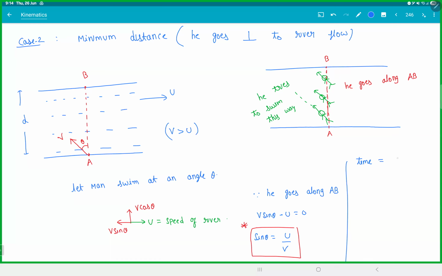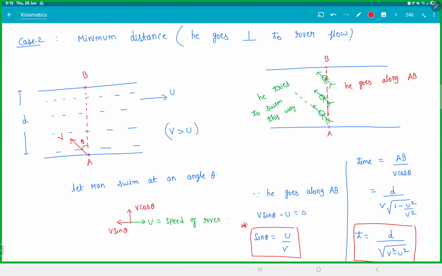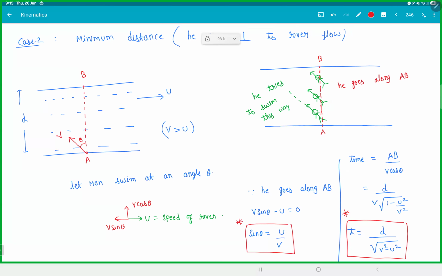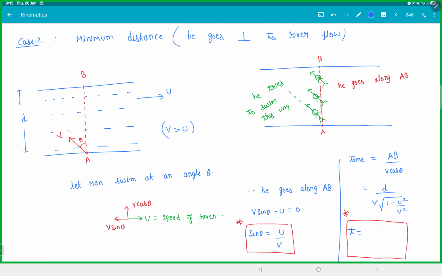What about the time taken? The time taken is nothing but AB divided by the speed along AB. So what speed are you going with along AB? v cos theta. But what is cos theta? Sin theta is u by v. So AB is d by v cos theta. Cos theta is root over 1 minus sin square theta, which is root over 1 minus u square by v square. We get time equal to d by root over v square minus u square. This is your next result here. So if you want to go in a minimum distance, this will be the time taken to cross the river. Remember, the time is not minimum. Distance is minimum, but time will be something else.